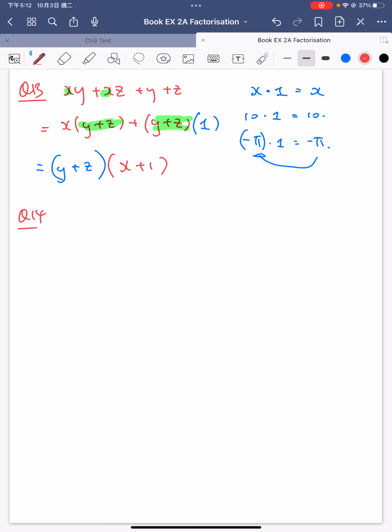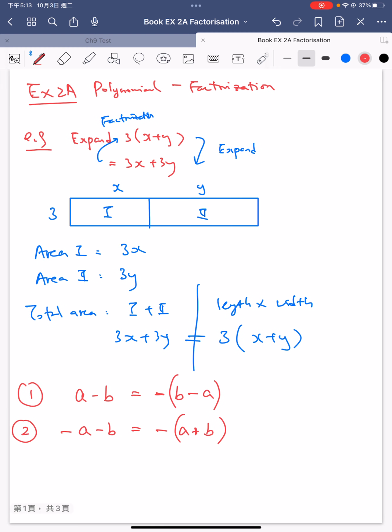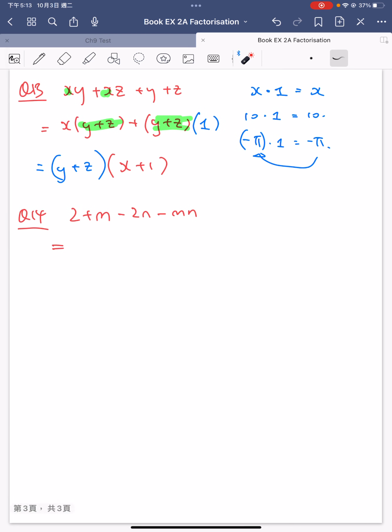So for question 14, we have 2 plus m minus 2n minus mn. So as what I said before, if you want to add in a bracket after the negative, you need to change the inner sign, isn't it? So now we want to add a bracket here, isn't it? So after adding it, to change this negative become positive. So we have 2 plus m minus 2n minus mn. So this is wrong because we didn't change the sign, but we have already given the bracket. So we need to change the negative to plus.